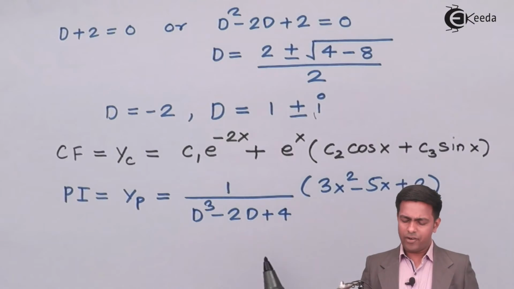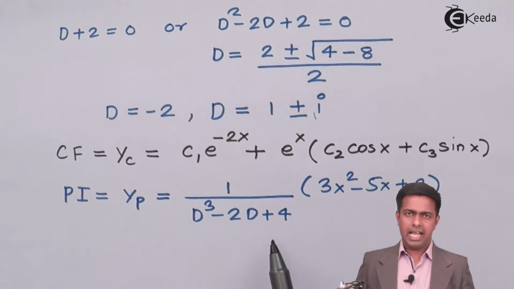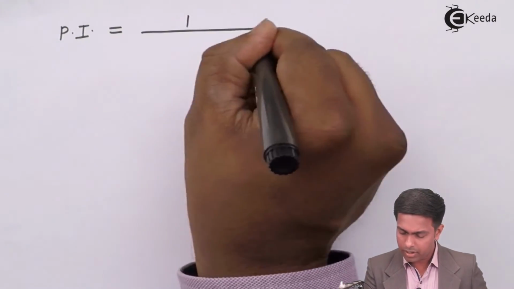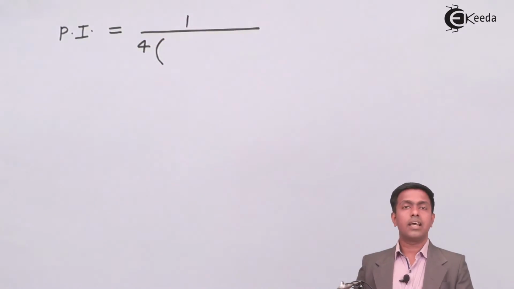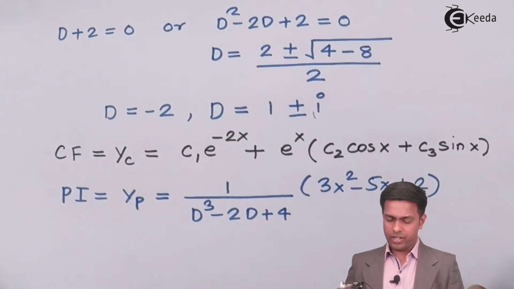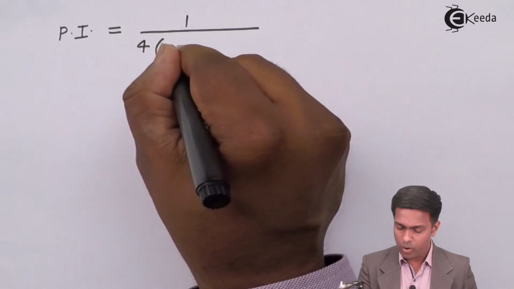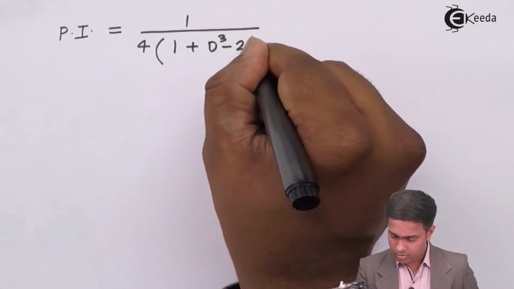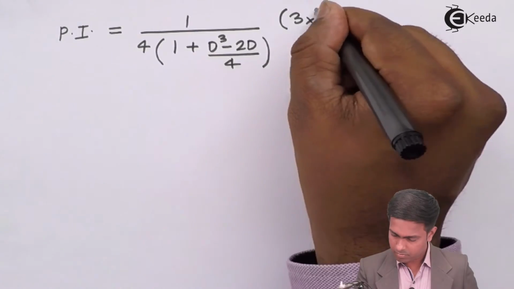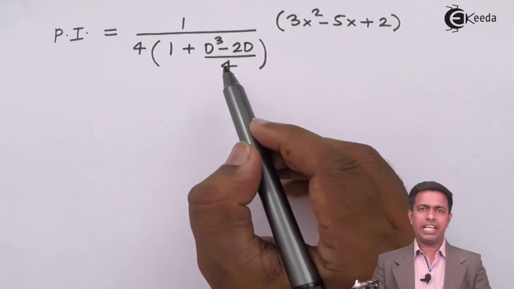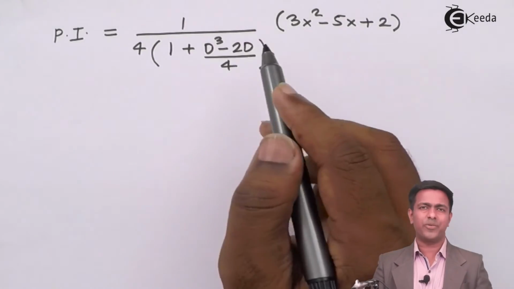So what I'll do is I will take that 4 outside, and then automatically here we can get 1. So I'll write this term as PI equal to 1 upon, I'm taking 4 outside. So that is why here we will get 1, and here we will get (D cube minus 2D) by 4. So 1 plus, now I'll take this 1 plus f of D in the numerator, so that will become 1 plus f of D inverse.